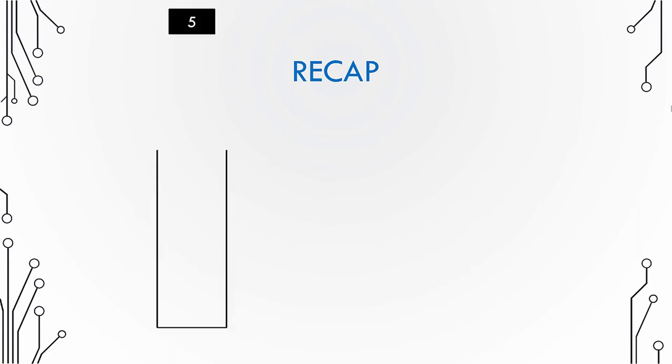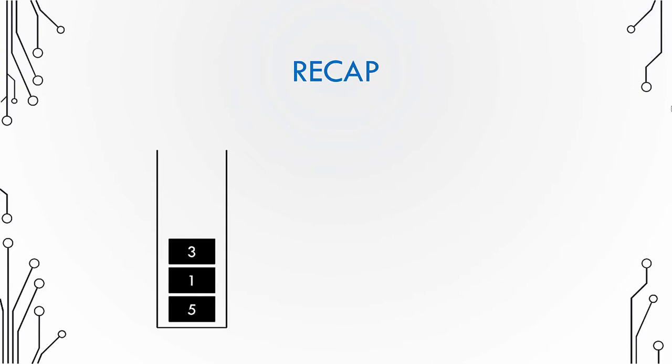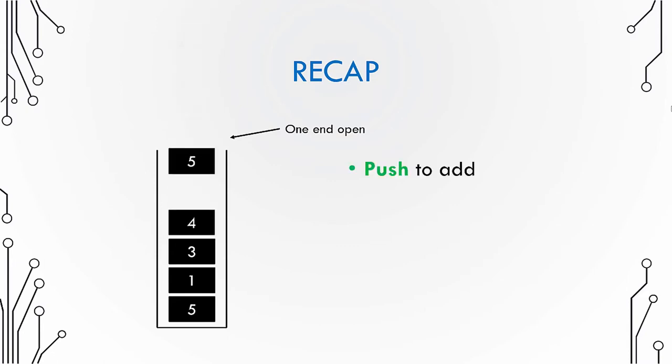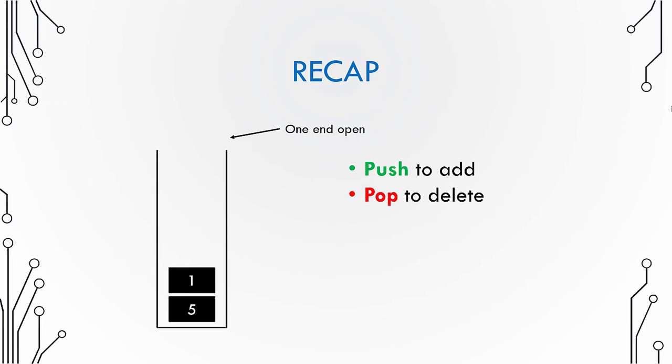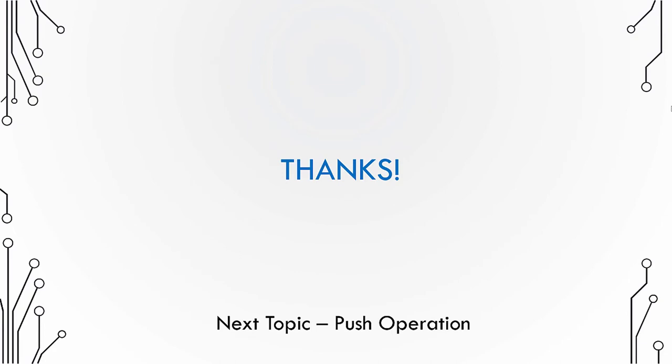Let us recap what we have studied. A stack is a collection of elements accessed only from one end. So you have only one end open. To add elements to the stack, you use the push operation. So it will add elements on top of the stack. And to delete elements from the stack, you use the pop operation, which will delete elements from the top of the stack. And stack is also known as last in first out, because only one end is open for operations. That is why the last element to go in should be the first one to come out. So this was about the introduction to a stack.